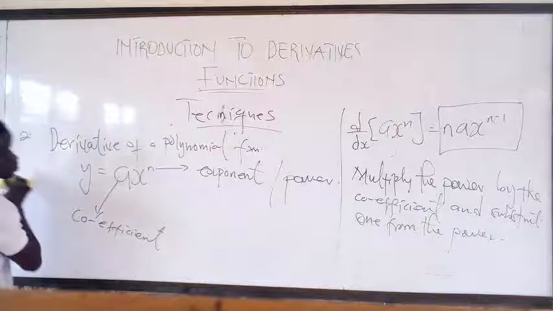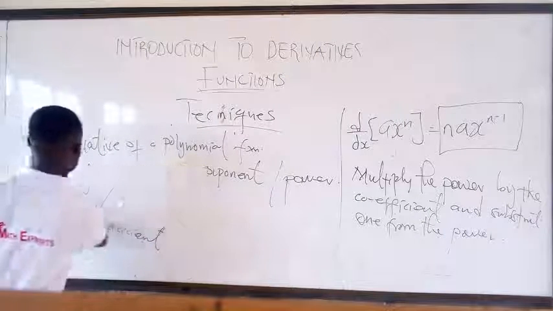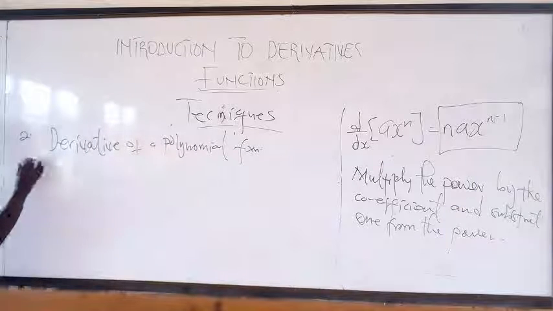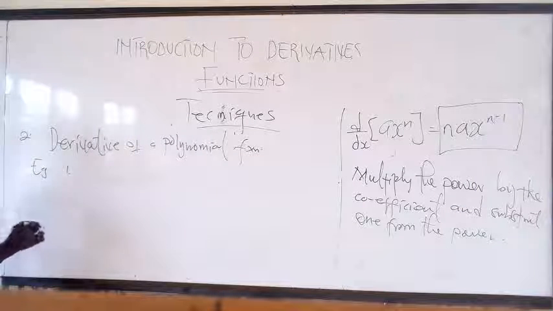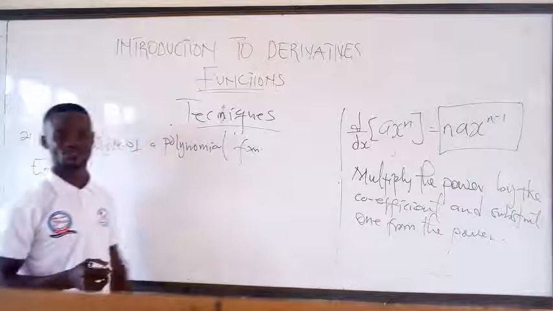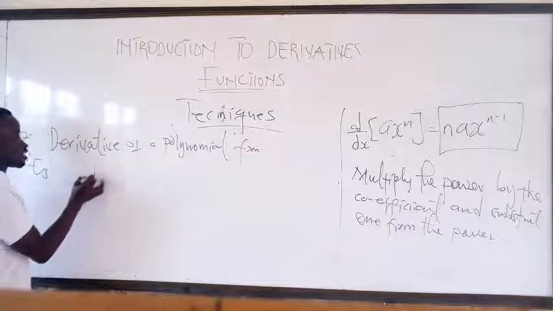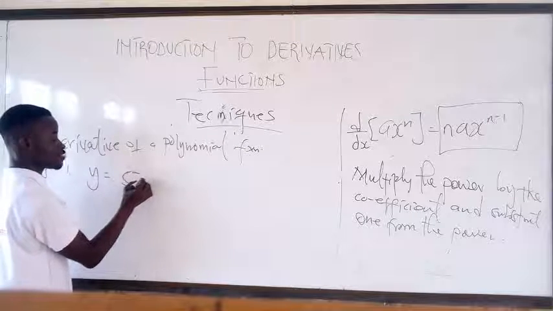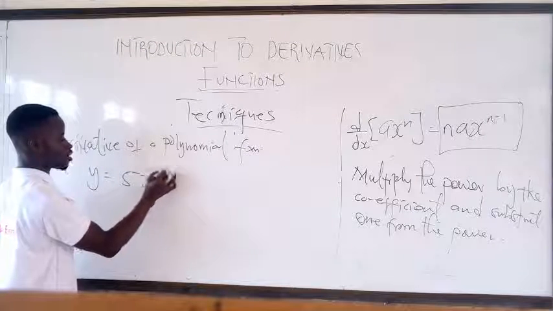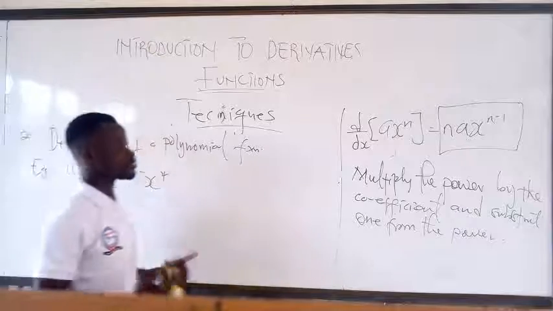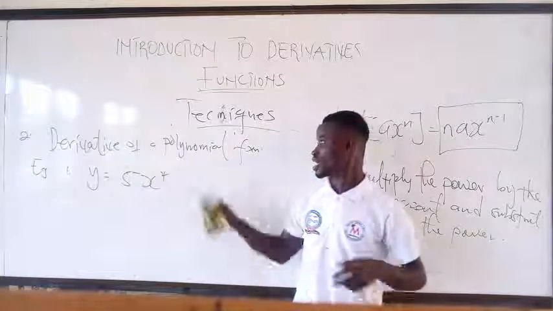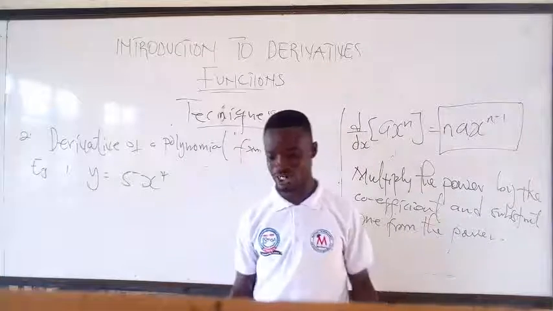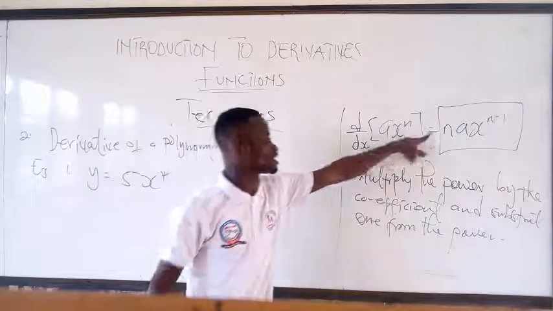Alright. So we can have an example, example 1. Me, I don't like numbering it, but you can number it. Example 1. Let's say y is equal to 5x to the power 4. Now the 5 serves as the a here, and the 4 serves as the n here. The x is always there. So what will you do? Will you memorize this? No.